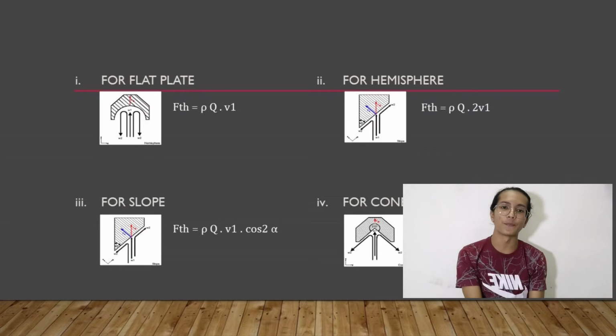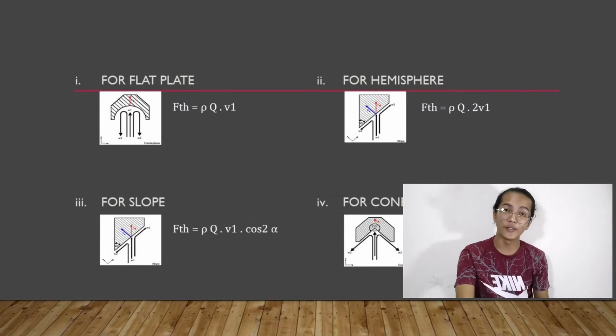Here we have four surfaces for the water jet. First is the flat plate, second is the hemisphere, third is the slope, fourth is the cone.